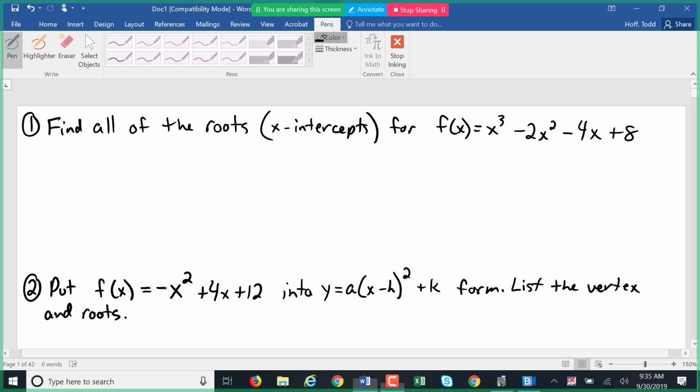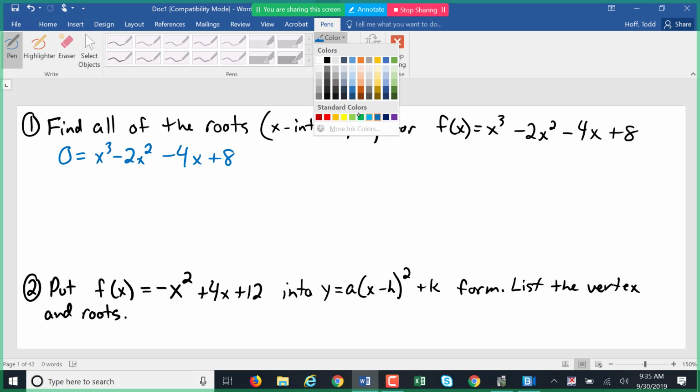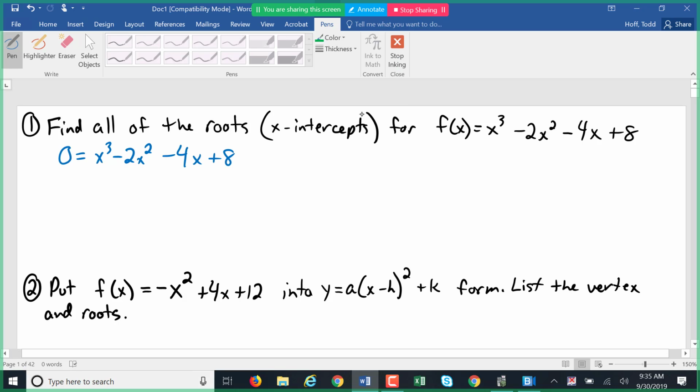Okay, so for the first one here, find all the roots or the x-intercepts for f of x equals x to the third minus 2x squared minus 4x plus 8. Remember, our first step is to set it equal to 0. And then, of course, our second step, we look for greatest common factors. Well, there are no common factors here. There's no variable that goes in every term, and there isn't a number that's divisible into each coefficient.